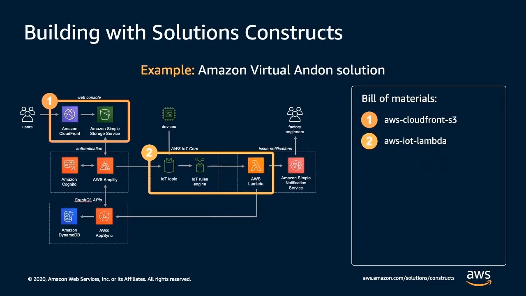Next, we can use the AWS IoT Lambda pattern to flesh out our data ingestion capabilities, which will be used to receive data from devices in the manufacturing environment and route qualifying events through to the Lambda function.